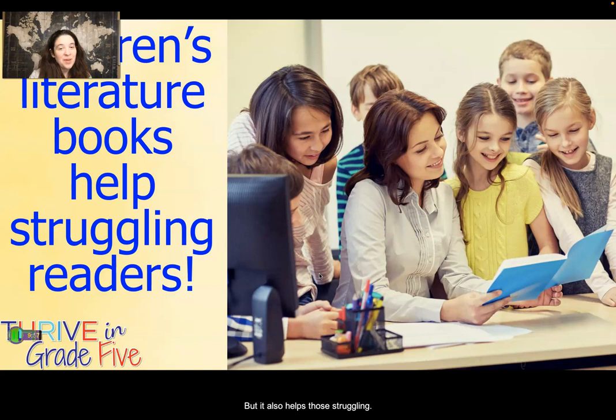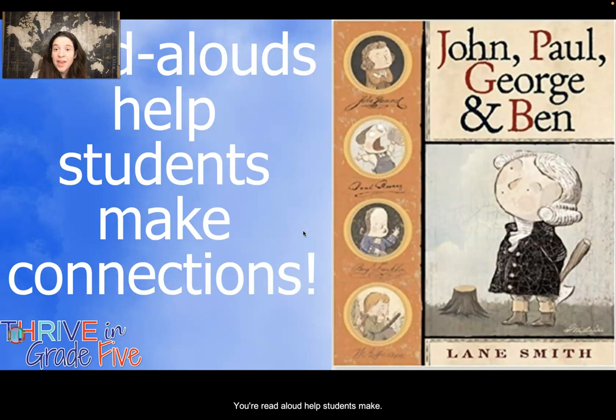Your read alouds help students make connections. This is John, Paul, George, and Ben. This book is hilarious. It's John Hancock, Paul Revere, George Washington, Ben Franklin, and then there is a fifth, Thomas Jefferson. The author says he's always off doing his own thing, which is so Thomas Jefferson, if you know him at all. But this book talks about things that the Founding Fathers did in the American Revolution and in the new government in a lighthearted way.